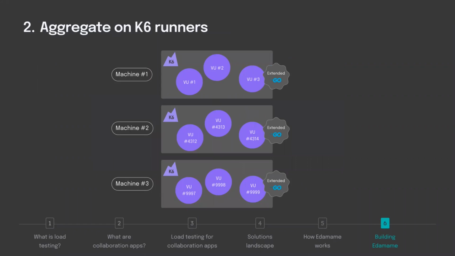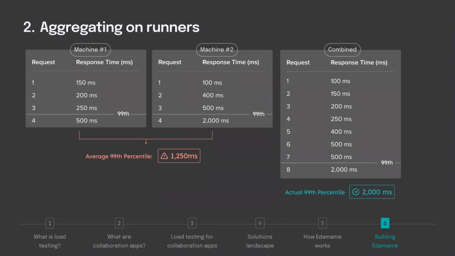The second option was to actually aggregate on each machine that was running K6. In this case, the way that it would work is we would write a K6 extension so that instead of outputting the raw data, it would aggregate on the machine to cut down from, say, 1 million data points to something that was more manageable, and then it would send off that data. However, the problem here is a mathematical problem.